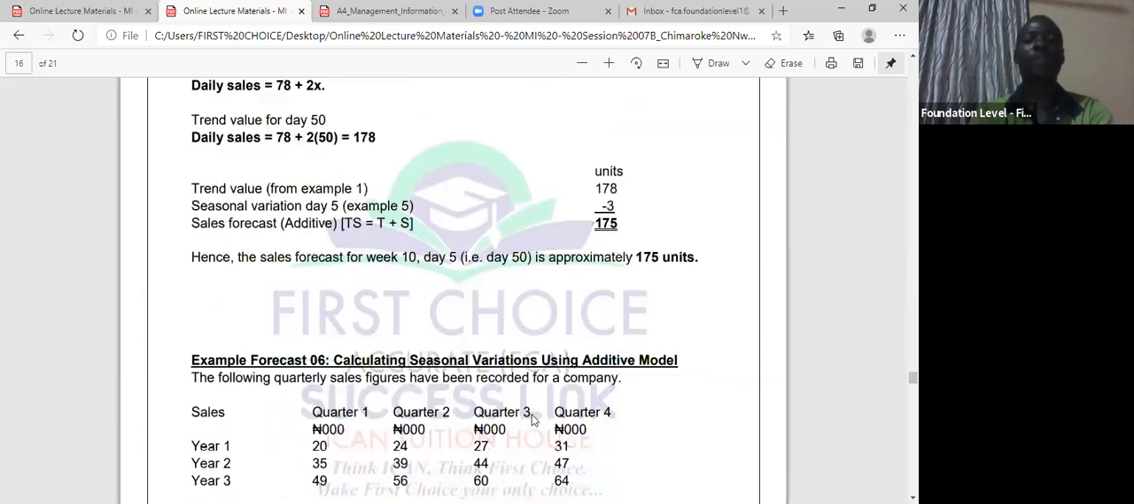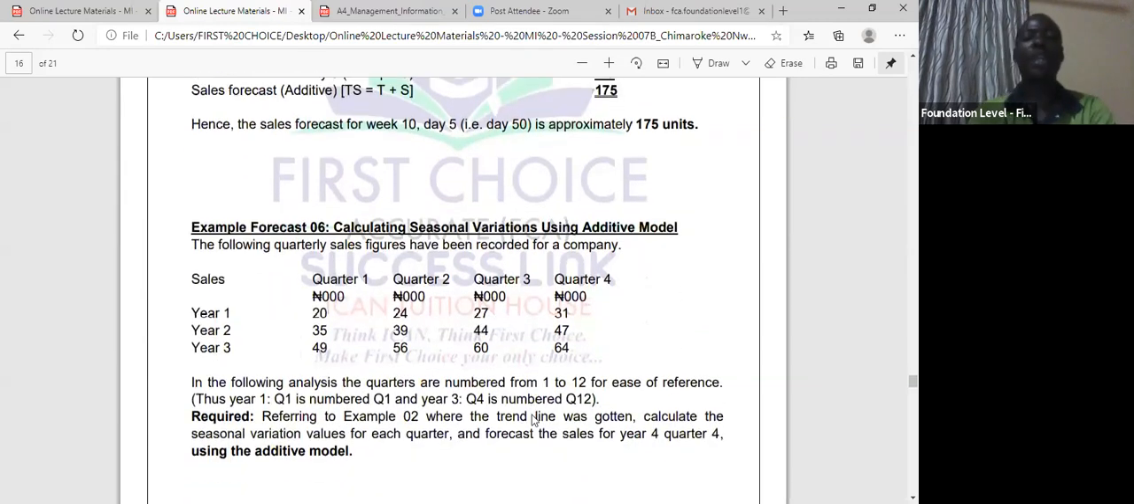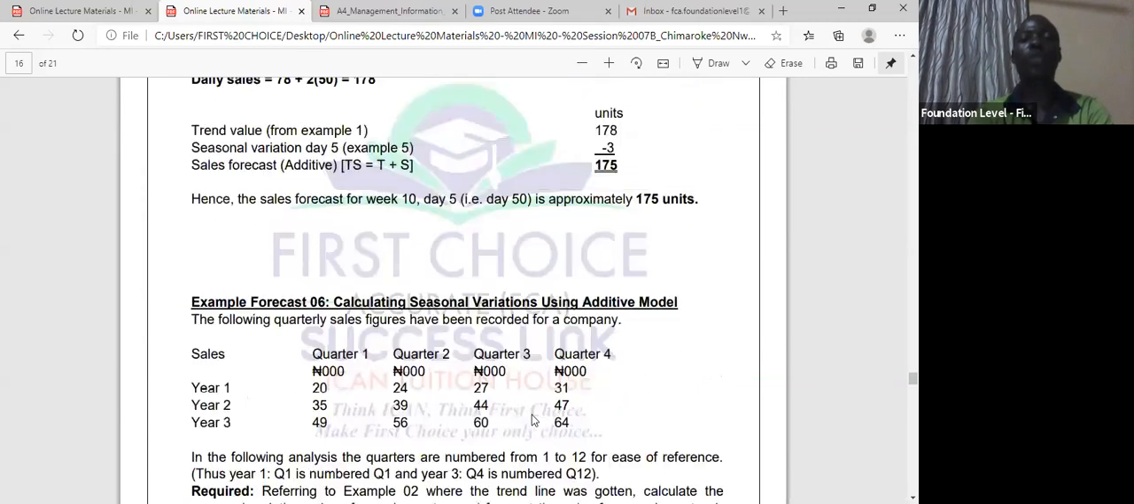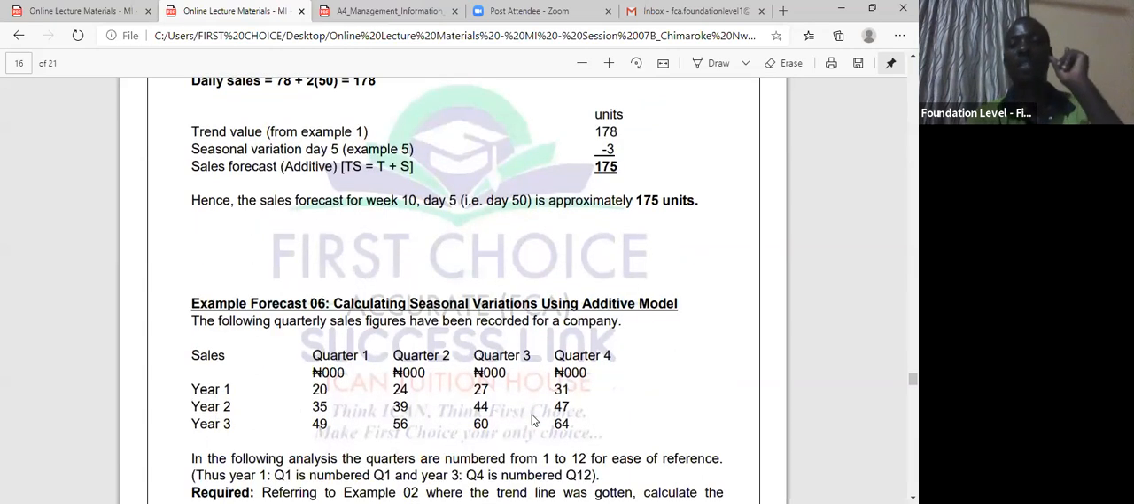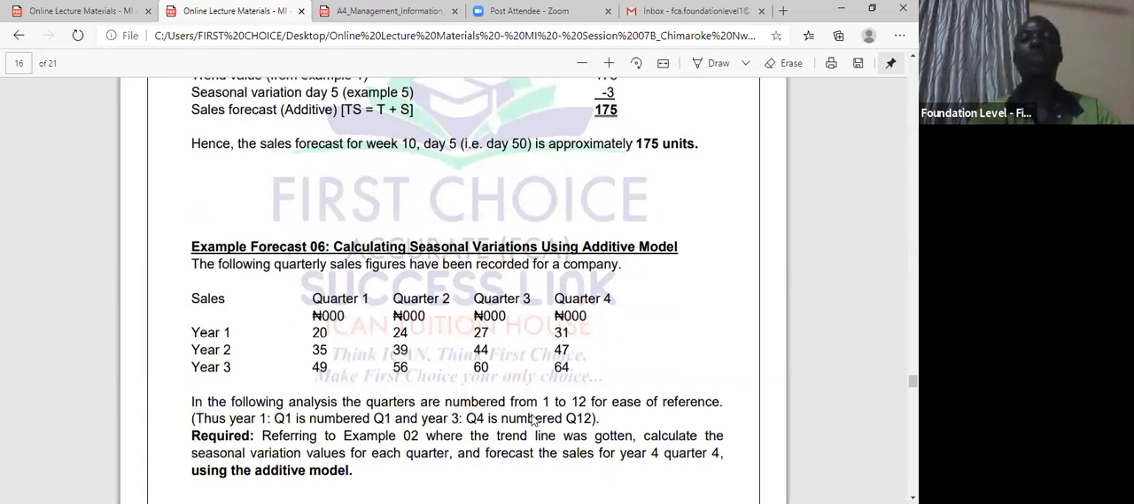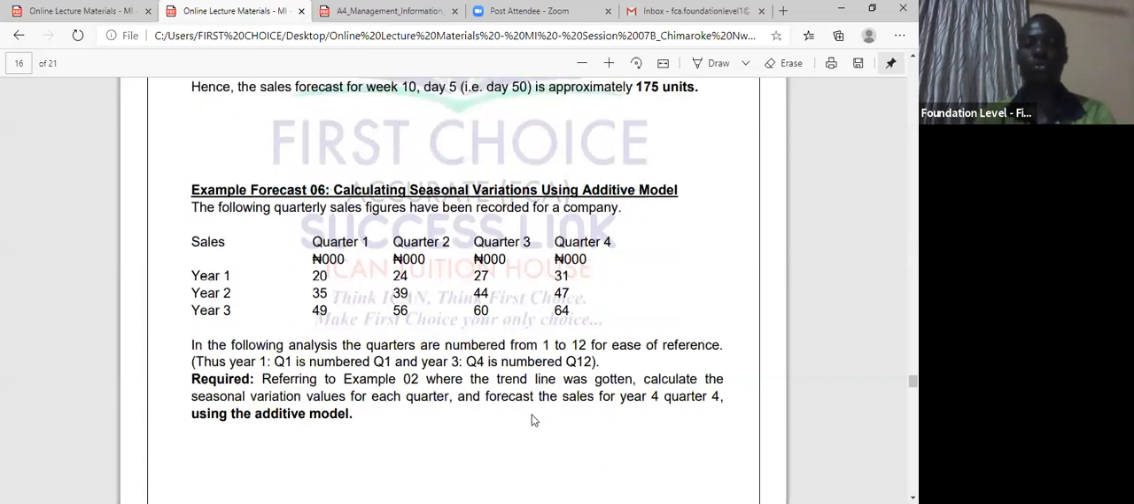Now let's look at example 6. While we are doing example 6, the first one was when we tried to look at example 1 to forecast. Let's look at our example 2 and do a forecast using additive model.